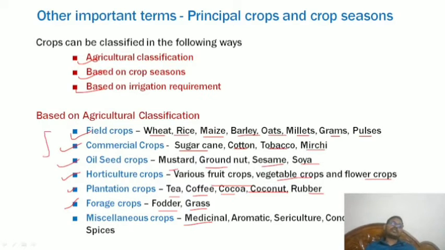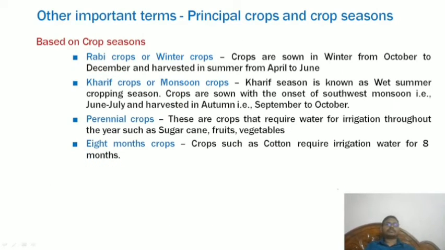That means, based on the agriculture classification, the crop season, and the irrigation requirements, field crops and commercial crops are the ones we depend on more in day to day life, like wheat, rice, maize, sugarcane, oats, millets, grams, pulses. Various fruit crops, vegetable crops and flower crops are also required, and this is also day to day, plantation crops. Now we will see based on crop and irrigation requirements.